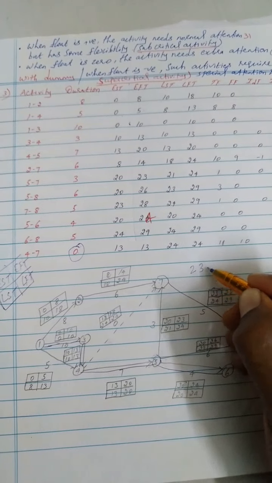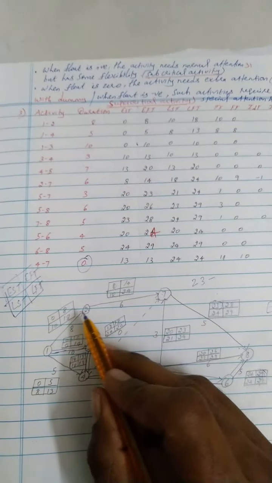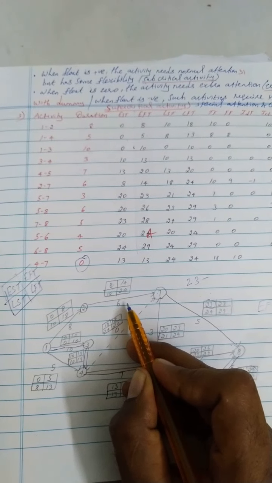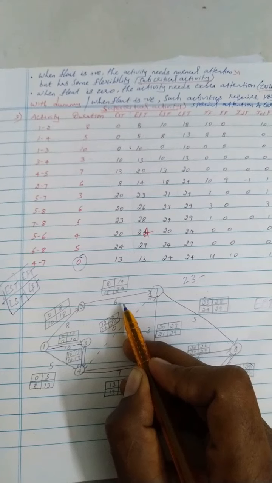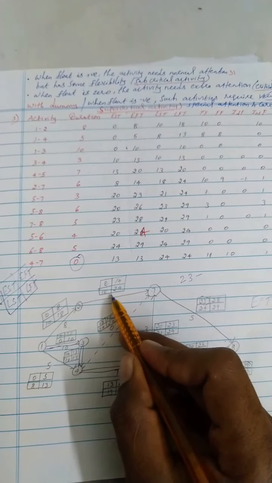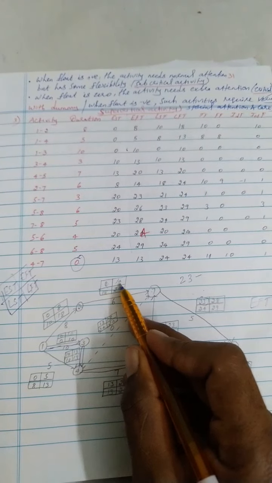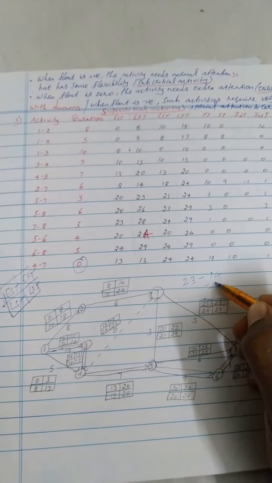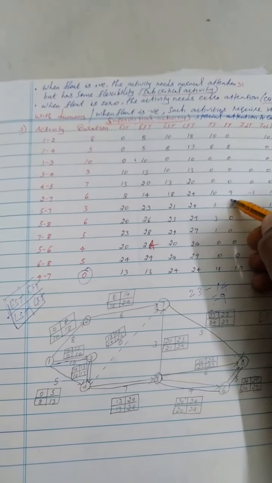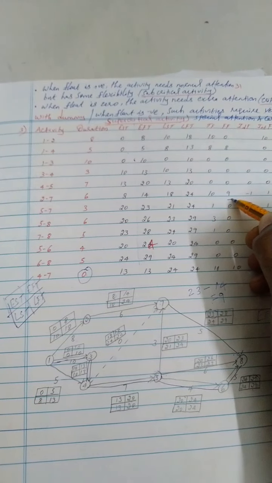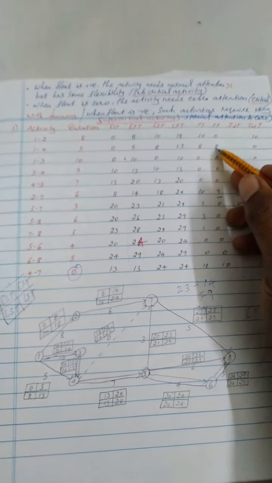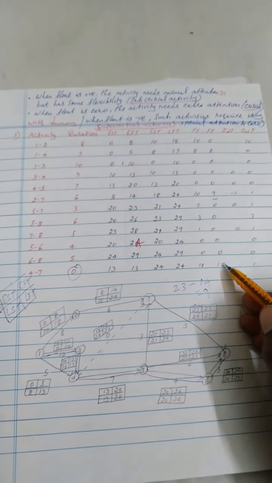So 23 minus the EFT of the current activity. The current EFT is 14, which is equal to 9. That is what I mentioned here, 9 for 2 to 7. The 9 is the free float. So similarly you need to do this for all the activities.